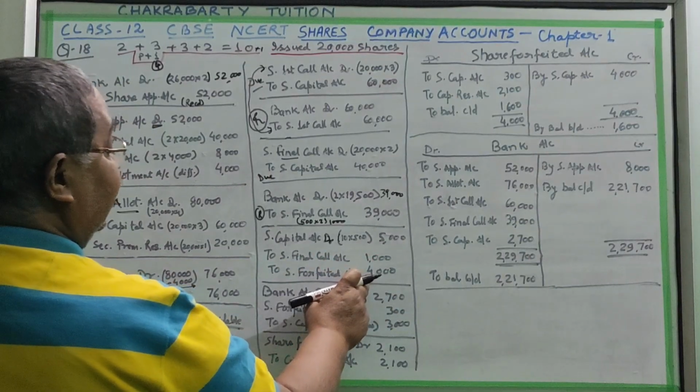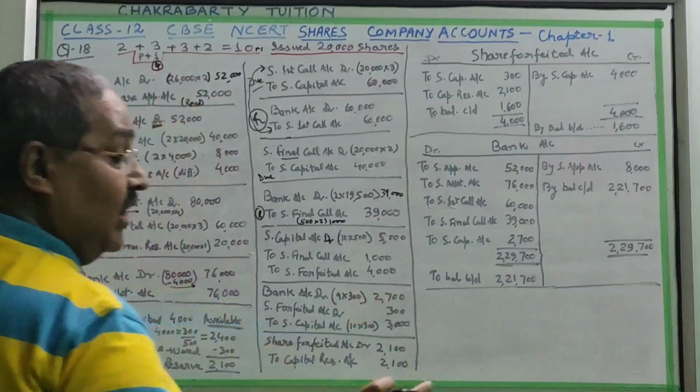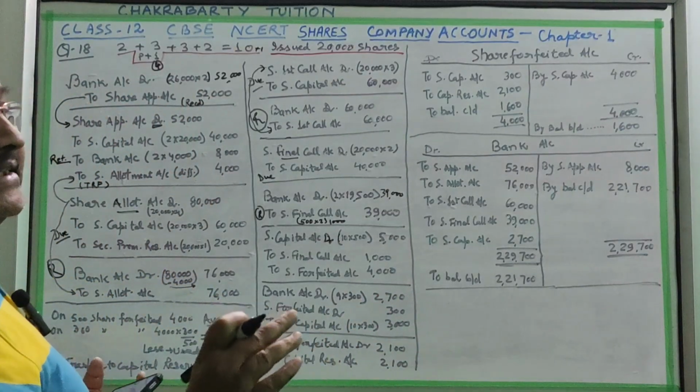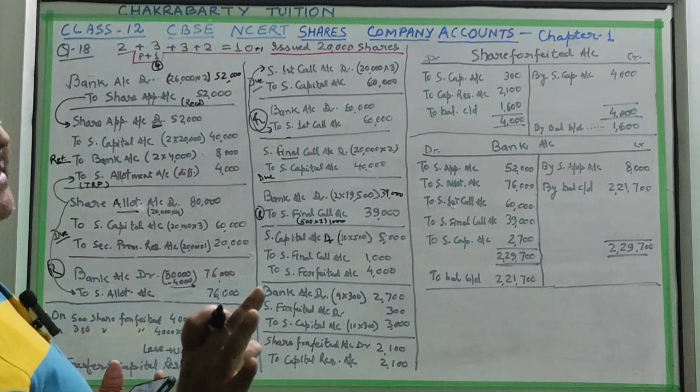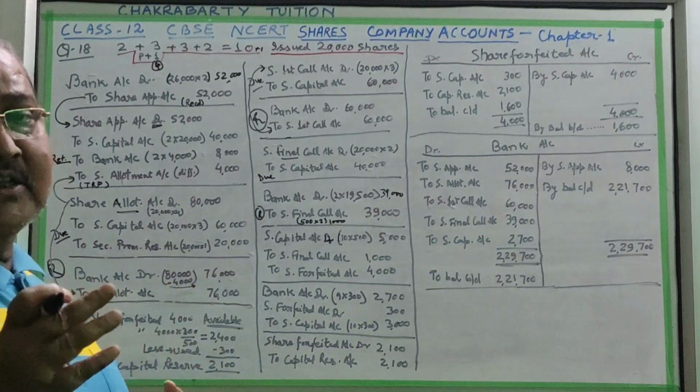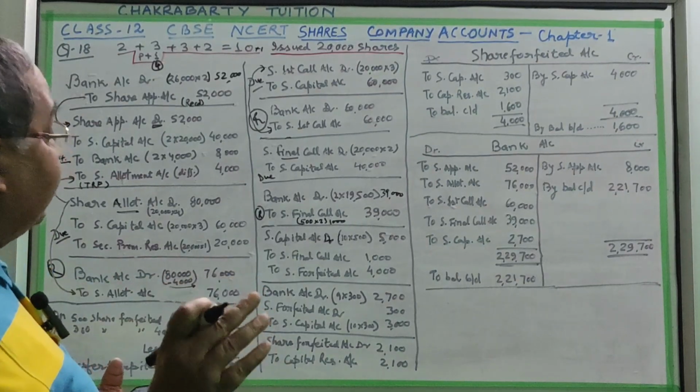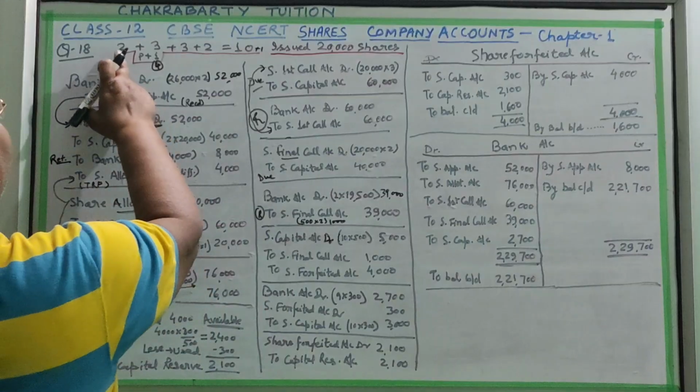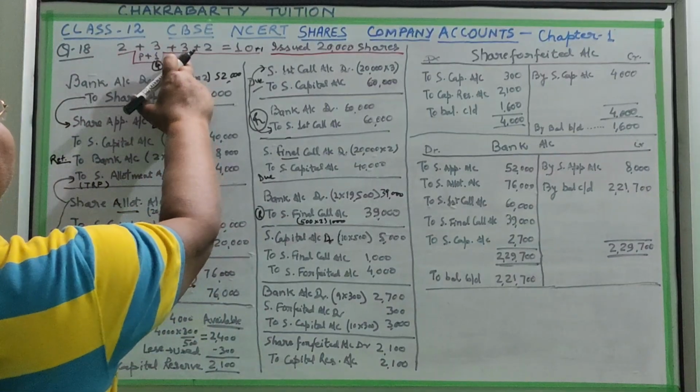The final call account has the amount not received. And the share forfeit account covers the actual amount received, excluding the premium amount. Premium received is not reversed, so premium we cannot transfer to the forfeit account. Except premium, how much have we received? We have received 2 rupees, 3 rupees and 3 rupees.